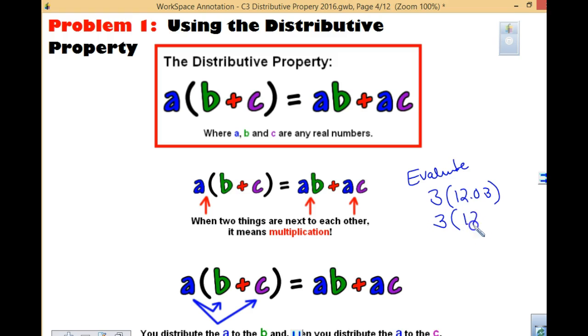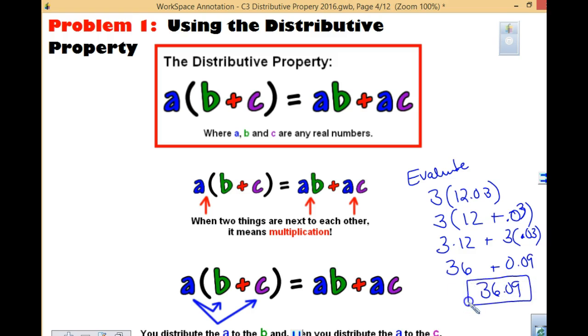I'm going to go 3 times 12 plus, and then back here, I'm going to break this down to 3 cents. I was thinking it was 2 cents, but it's 3. So we're going to write it out this way. 3 times 12, do we know 3 times 12 pretty easily? 36. And I'm now going to take 3 times 3 cents. Well, 3 times 0.03, that's going to be 0.09, 9 cents. 36.09. Now this one probably you could have done without the distributive property.